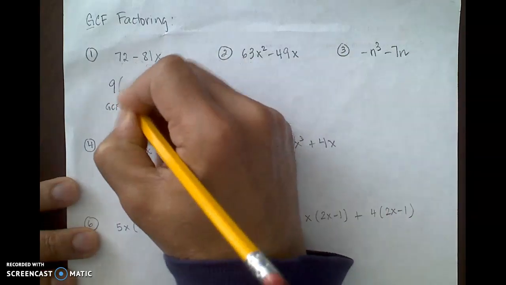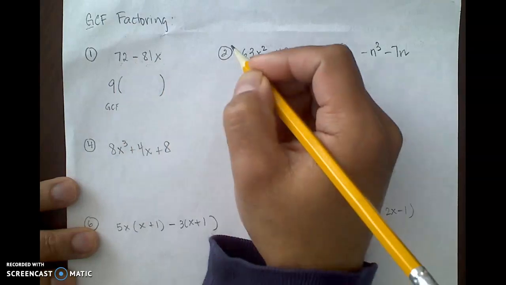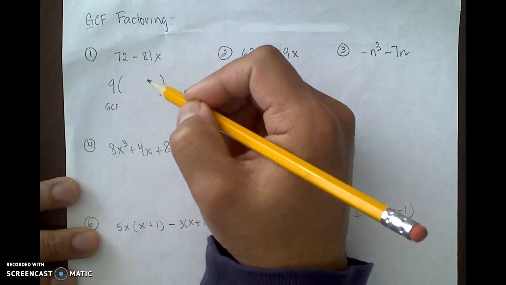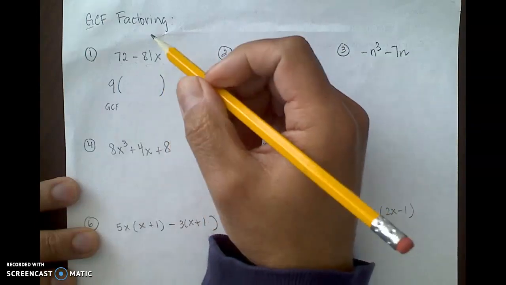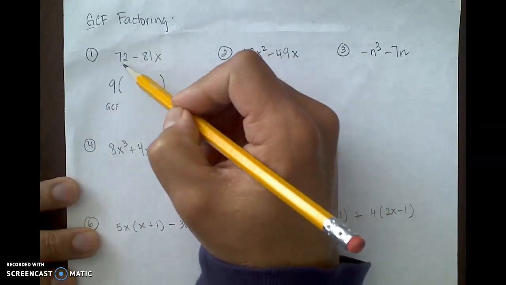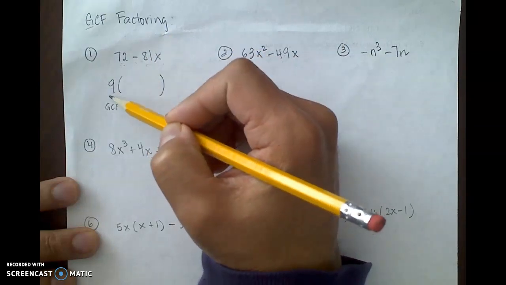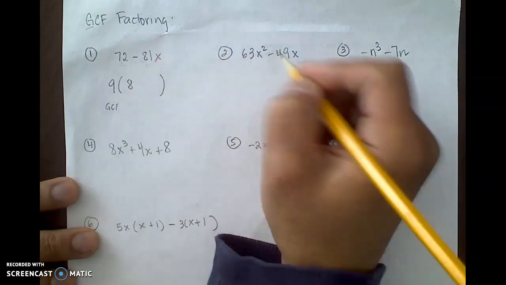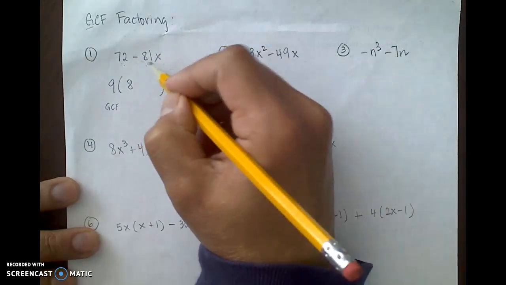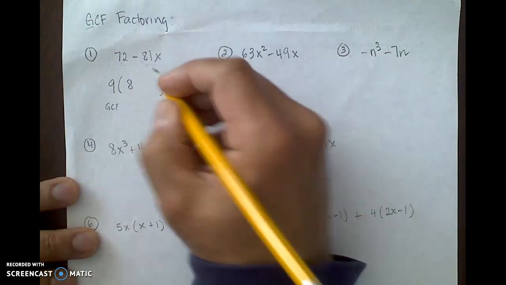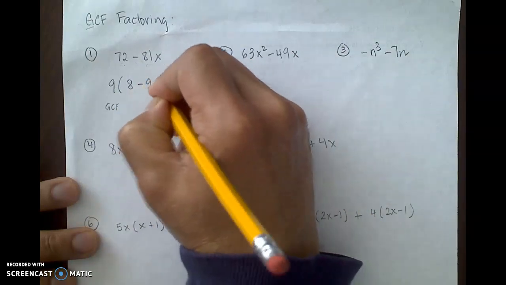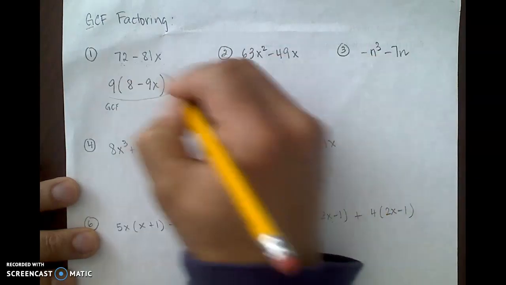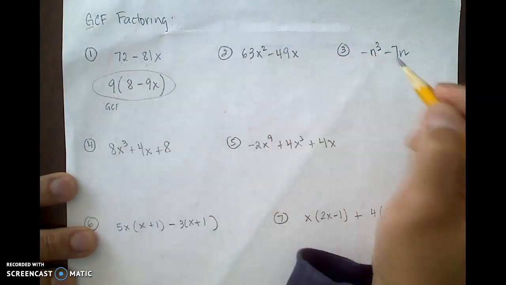So now when we're factoring, we want to make sure we include the GCF, right, and a set of parentheses. Inside the parentheses for GCF factoring is the result of when you take each term and you divide it by the GCF. 72 divided by 9 is 8. Negative 81x divided by 9 is negative 9x. And there we go. Now we're done. There's that first example.